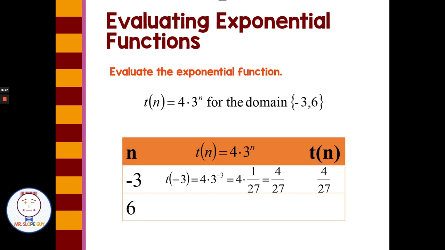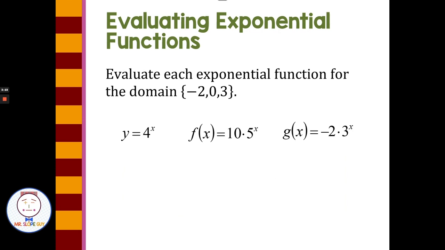Then we could do t of 6. We put 6 in for our n. So we have 4 times 3 to the 6. Calculator's super handy. We could do 3 to the 6th power to get 729. 4 times 729, 2,916. So when our input or our n is 6, our output or t of n is 2,916.